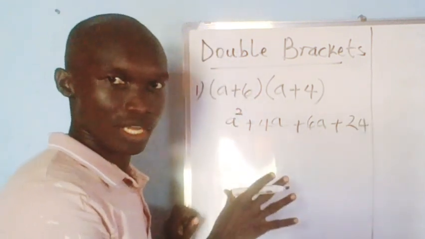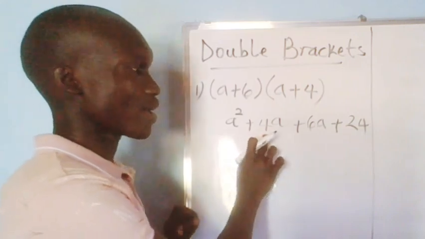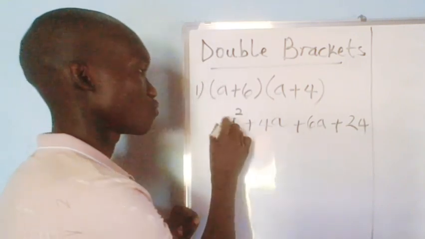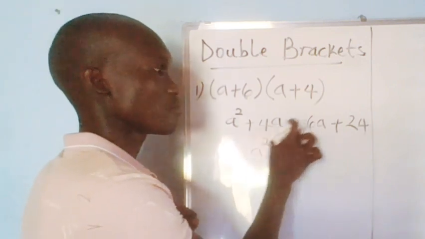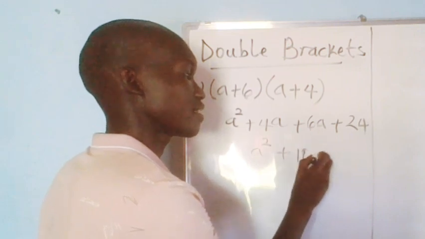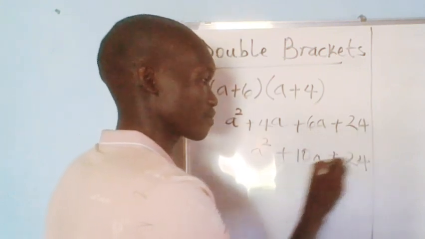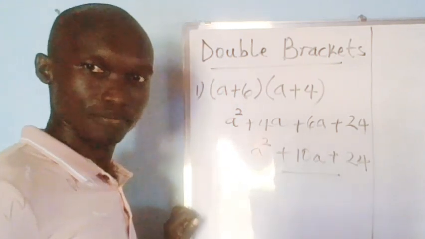When we reach this stage, this is when we collect like terms. You can see 4a and 6a, we can add them together. We leave a squared, and 4 plus 6 gives us 10a. Plus, you just bring this 24 down. We cannot simplify this further, so this will be our final answer.